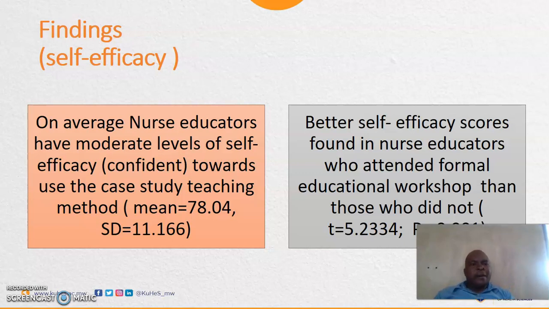Furthermore, we found that there are better self-efficacy scores in nursing educators who attended education workshops than those who did not attend education workshops. As you can see, the results are significant on the independent sample t-test that we used.